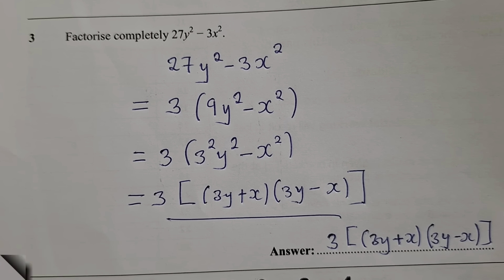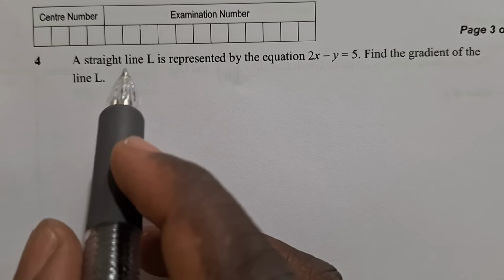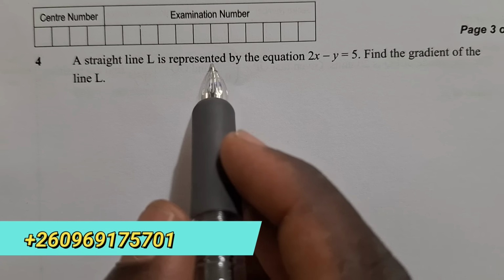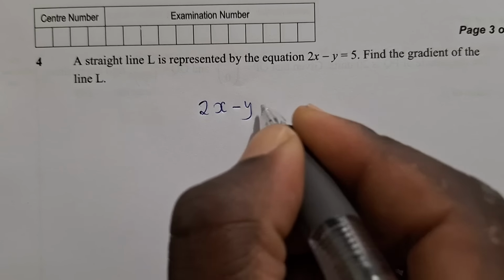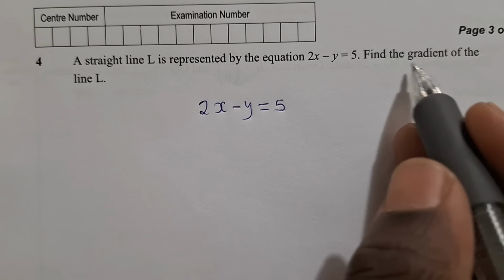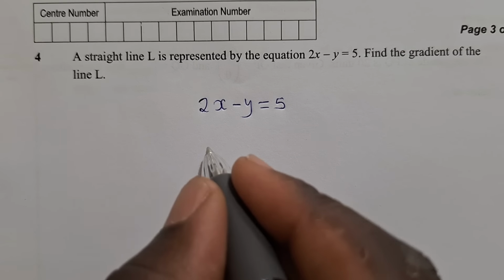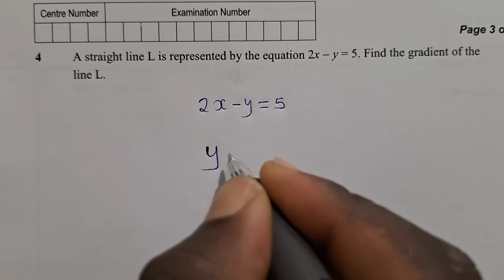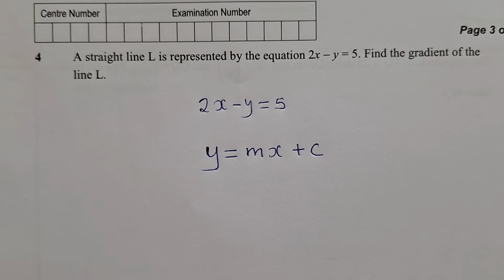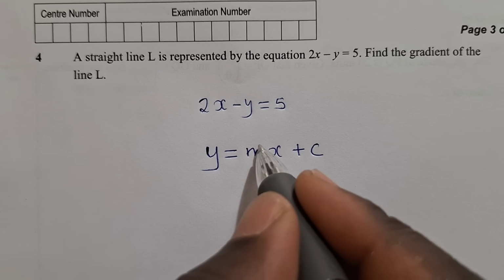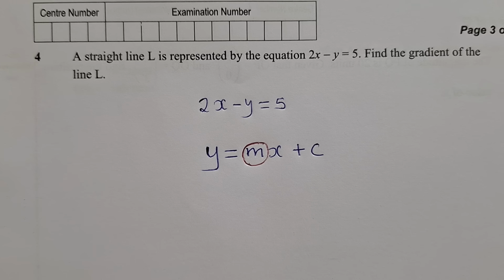We now go to question 4. All right, so for question number 4, the question reads, a straight line is represented by the equation 2x minus y is equal to 5. Find the gradient of the line. So your understanding here must be that when you've got y is equal to mx plus c, here the gradient is this one. This is the gradient, m. Whatever coefficient is here is your gradient.